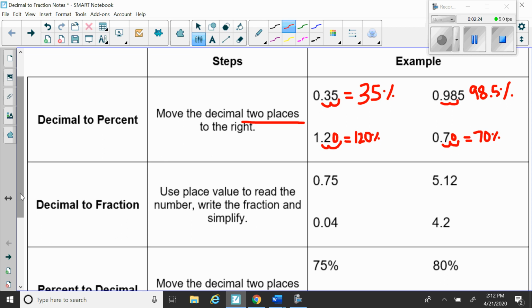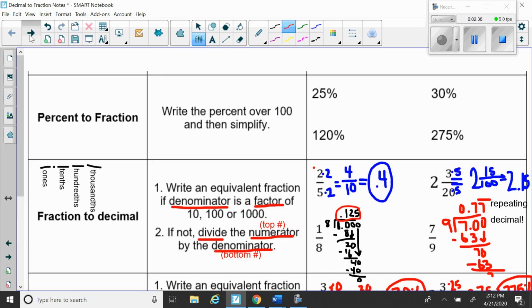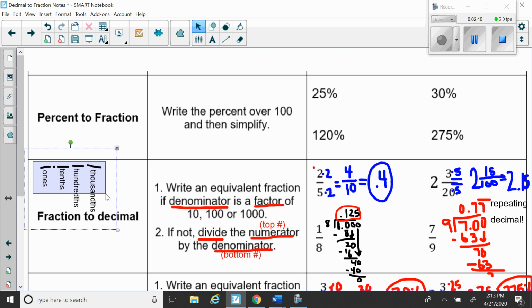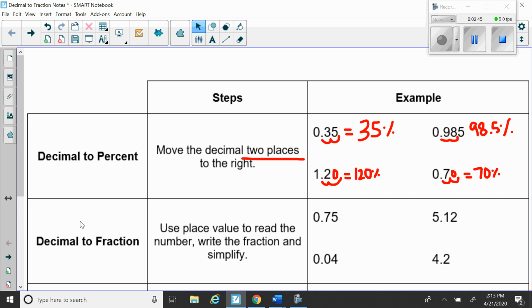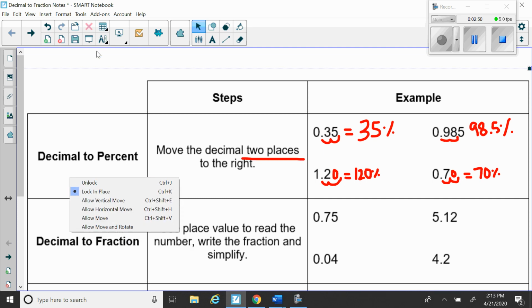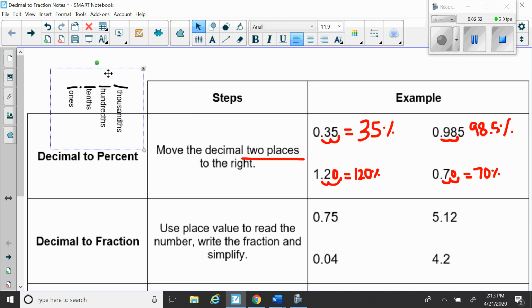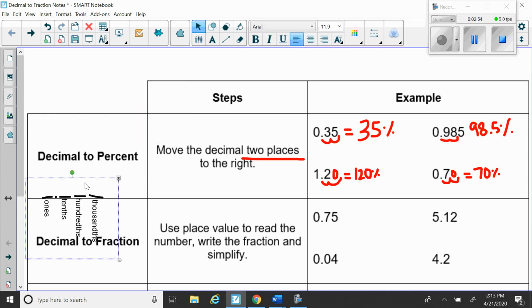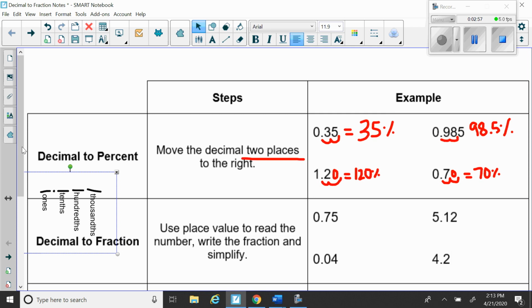All right, now decimals to fractions. What we would do here is use the place value to read the number, write the fraction, and simplify. By place value, do you guys remember this little cheat sheet that we had on Friday? If we bring that onto this screen right here, there's our little cheat sheet. So here we would use that place value.